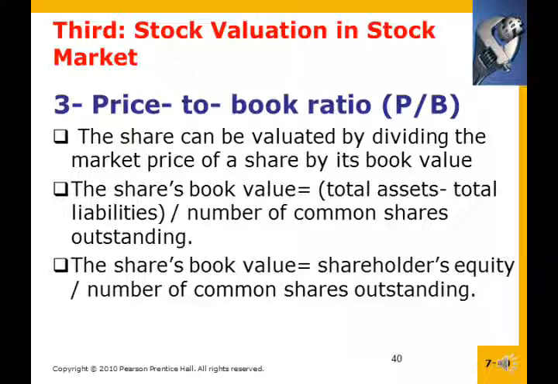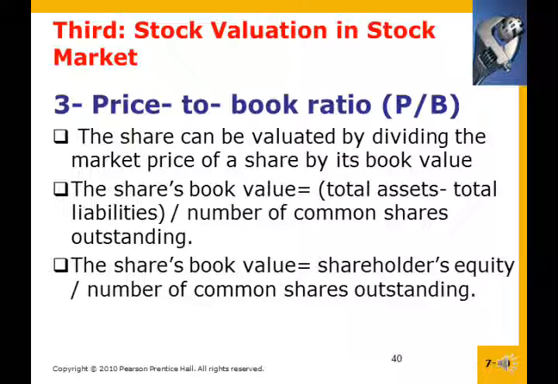Again, we have another method, which is the price to book ratio. And this can be evaluated by dividing the market price by its book value. What is the book value? It's equal to total assets minus total liabilities divided by number of common shares. So the book value equals total assets minus total liabilities divided by number of common shares.